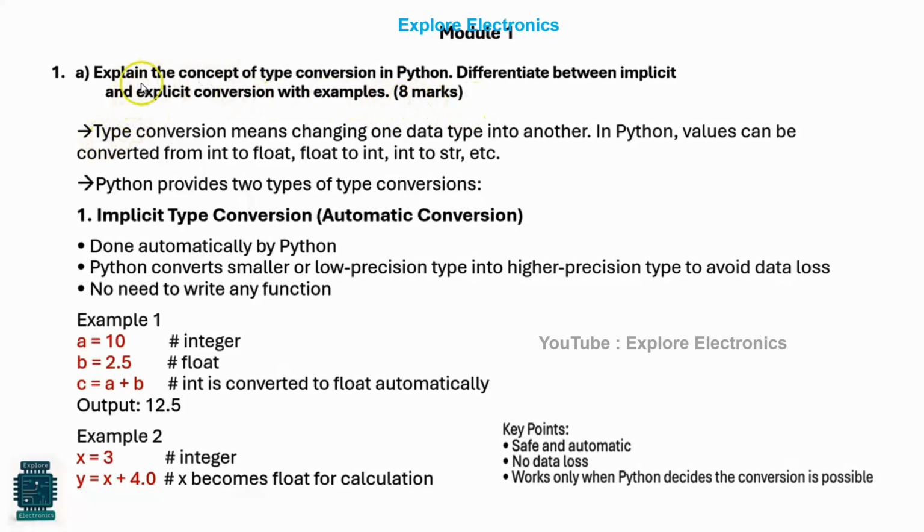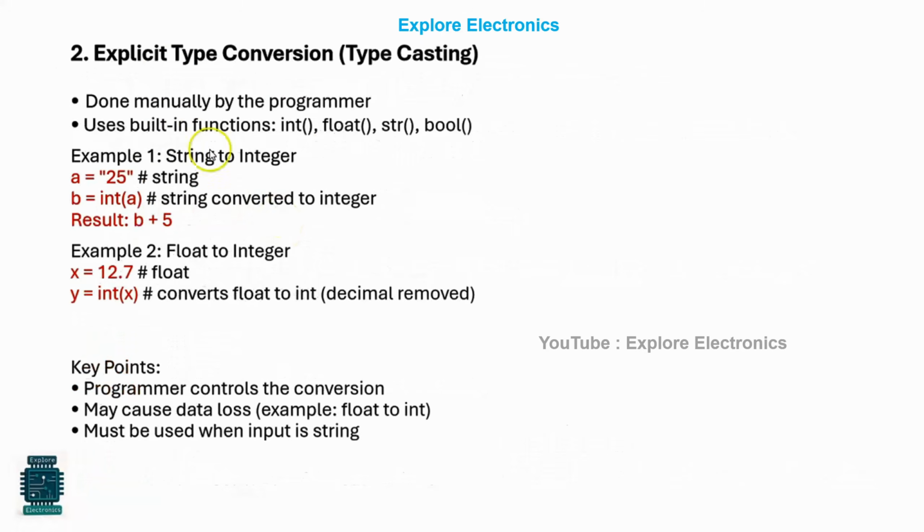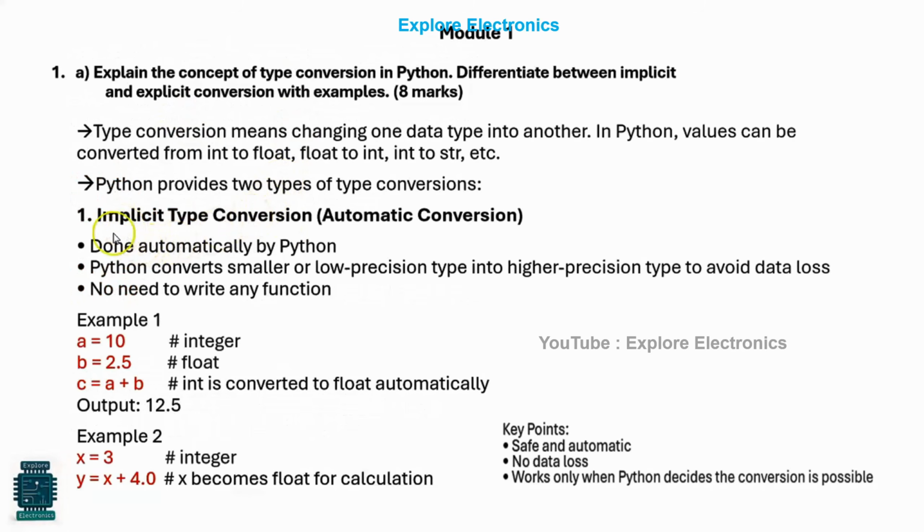Here we have to explain the type conversion in Python. Type conversion means changing one data type into another. Values can be converted from int to float, float to int and into string. That is, we are changing the data type from one data type to another easily. Here we have two types in type conversion, that is implicit type conversion and explicit type conversion. Let us see one by one.